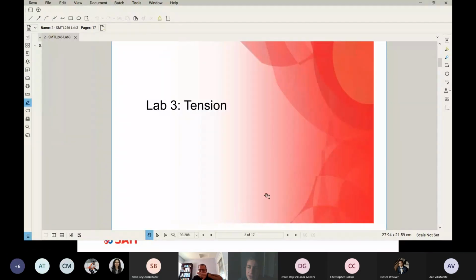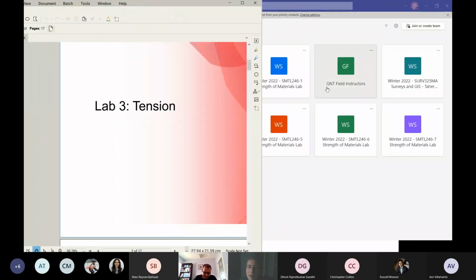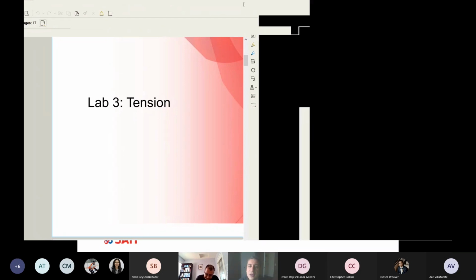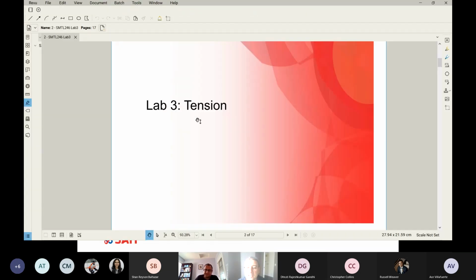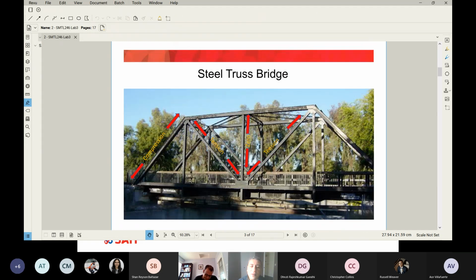And there we go. Here is our lab number 3, and you can see the name, it's about tension. So in this lab, we have to put one specimen under tension, but before I show you the exact lab, I just want to put things in context.